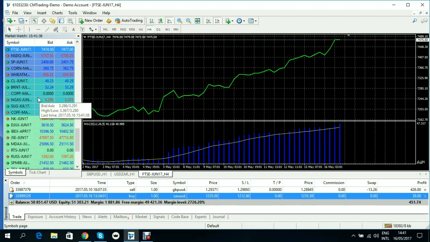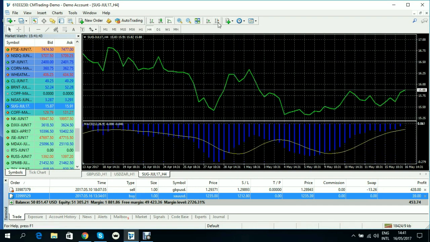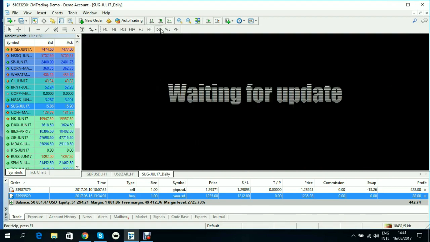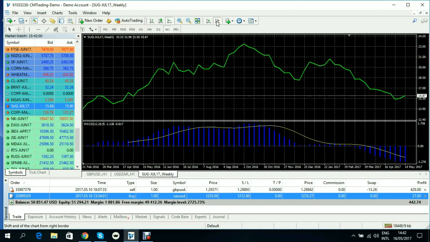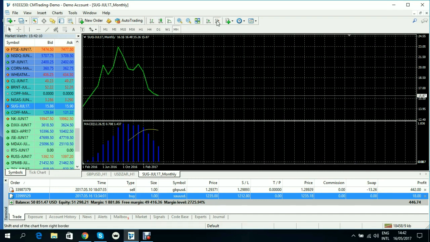If we take sugar, in 4 hours, you see the bars are down. Let's look at the daily. The bars are down, and then the signal line is also down. Let's look at the weekly. The weekly, the bars are down and the signal is also down. Let's look at the monthly. The monthly is still far coming.